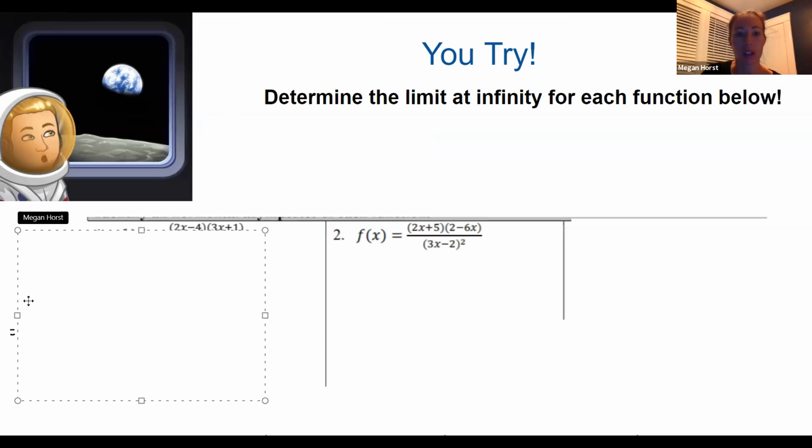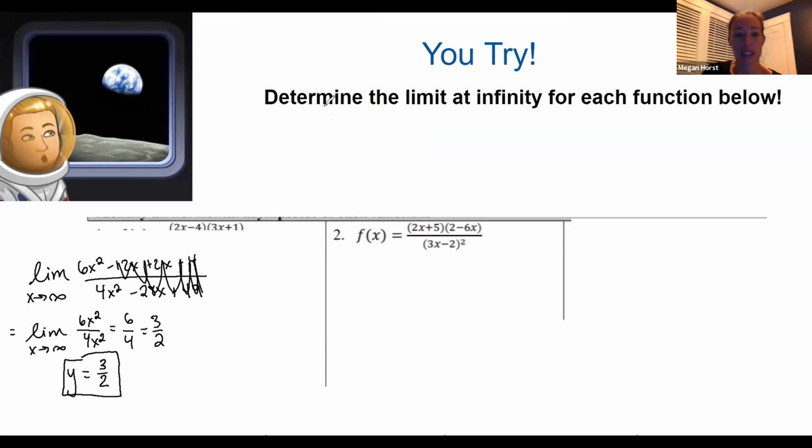All right. For our next one, it is a similar process. So I'm going to go ahead and multiply out again. We have the limit as x goes to positive infinity of 4x subtract 12x squared plus 10 subtract 30x over 9x squared subtract 12x plus 4. So again, we only care about these leading coefficients.